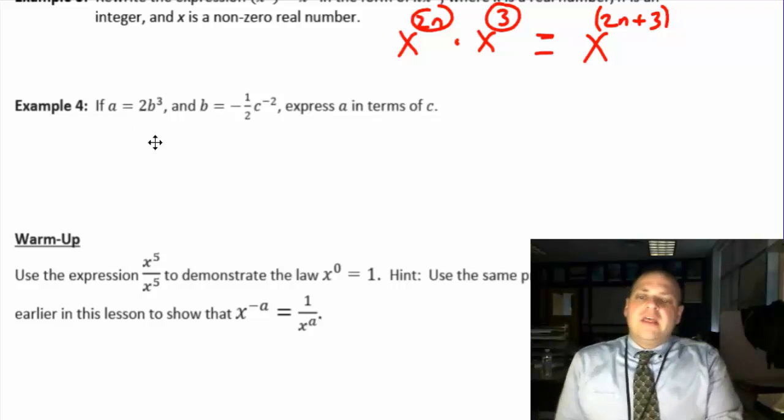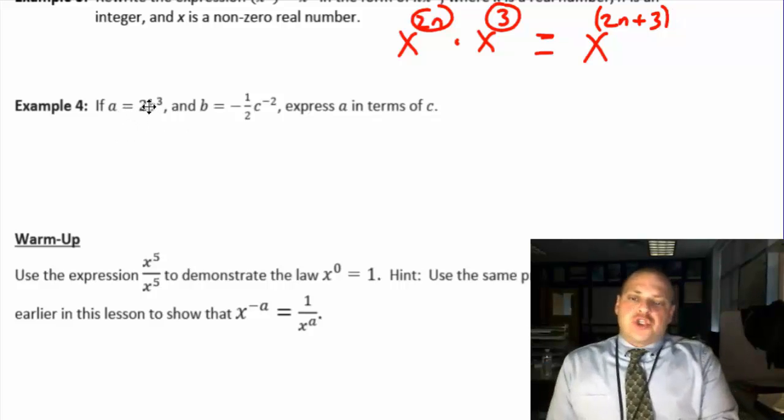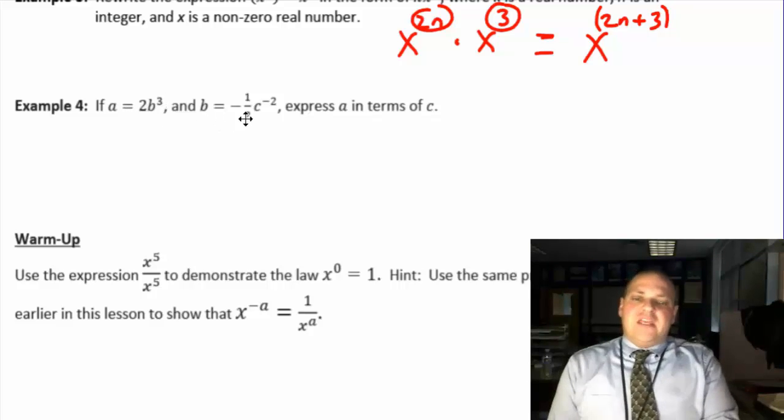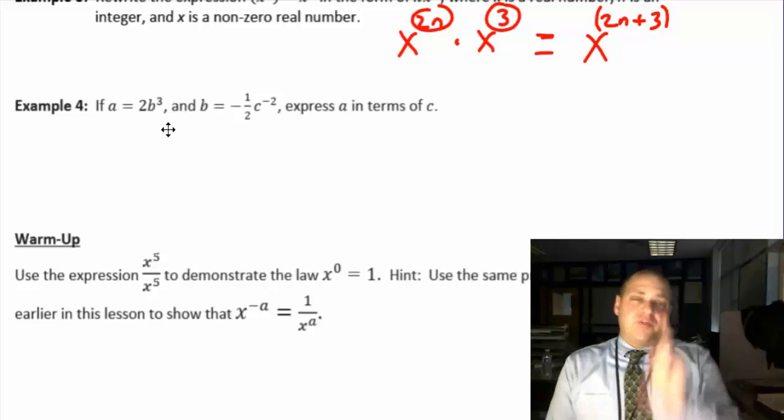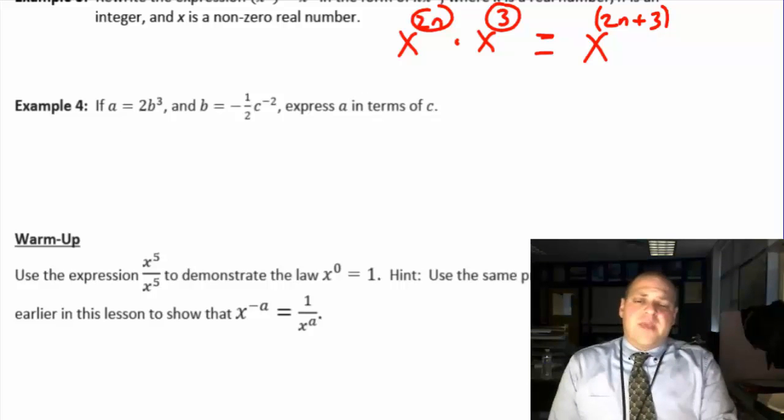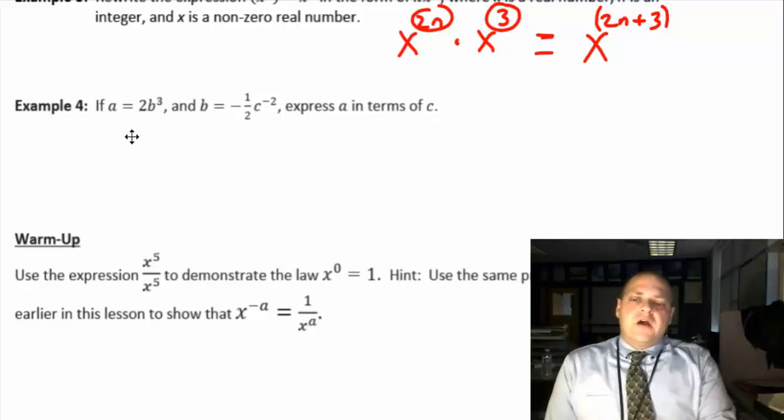All right, last one here. If a equals 2b to the third and b equals this, express a in terms of c. Wow, this is a little crazy here. The one you're going to have to do in your group is not going to be as bad. But this one's going to be about as bad as you would see. All right, so I want to express a in terms of c.